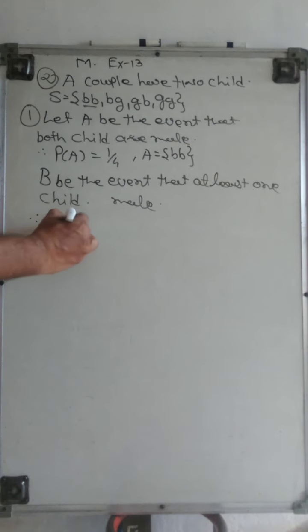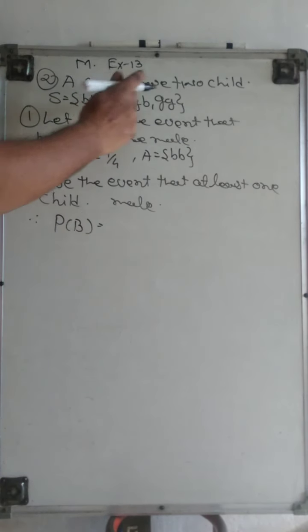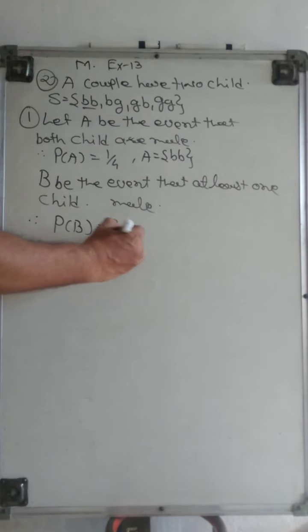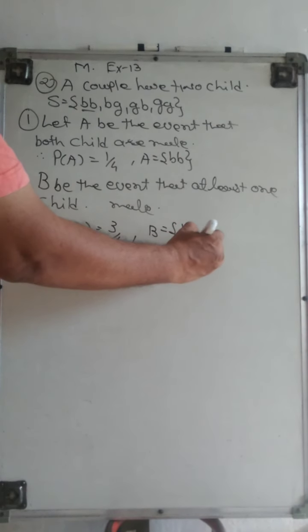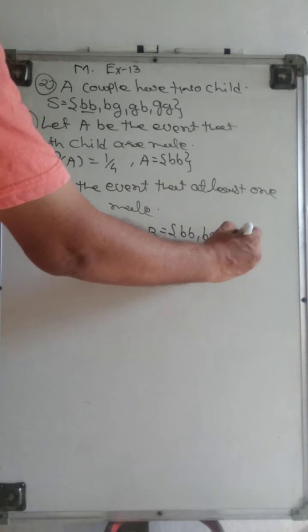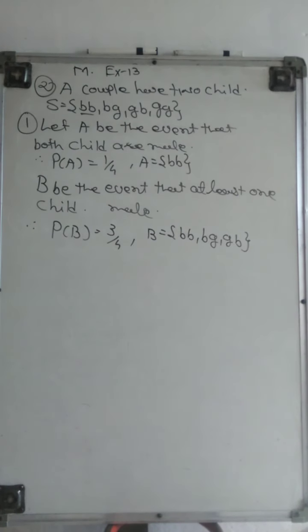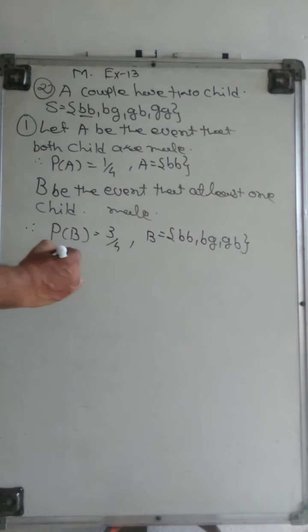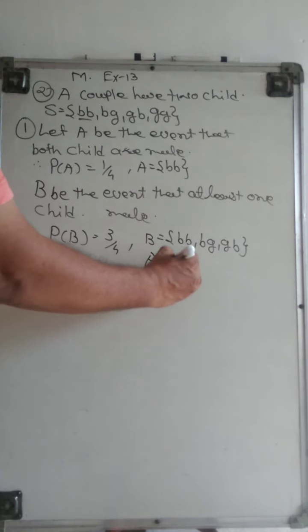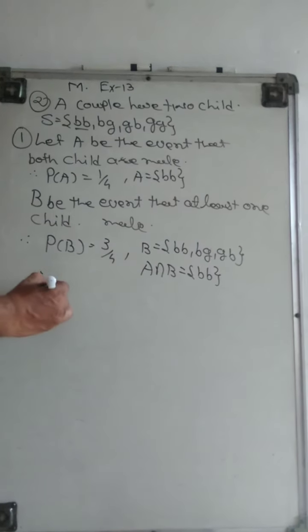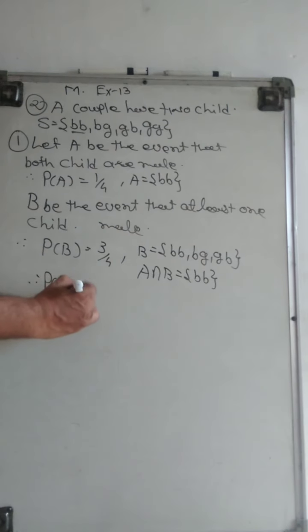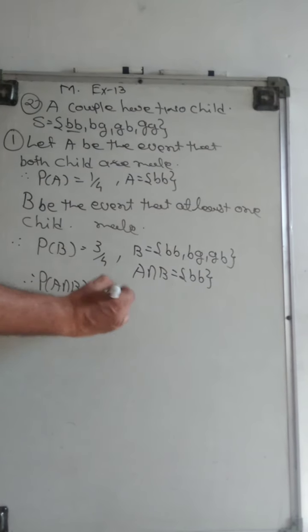Therefore, P(B) is equal to 3/4, or we can say that B is either BB, BG or GB, right? Now if you see that A intersection B is also there, A intersection B is also BB. So we can say that P(A intersection B) is equal to 1/4.